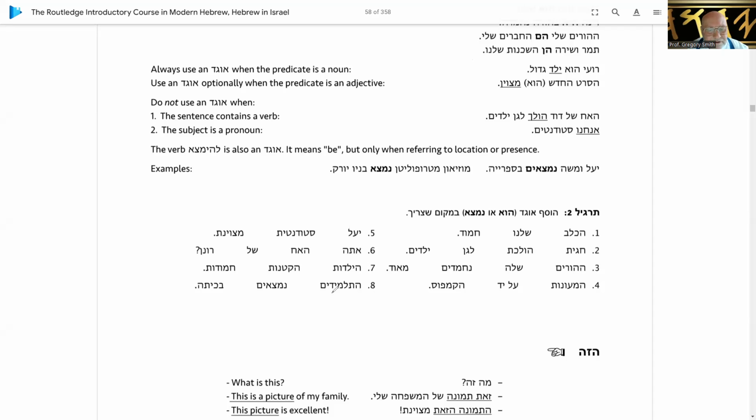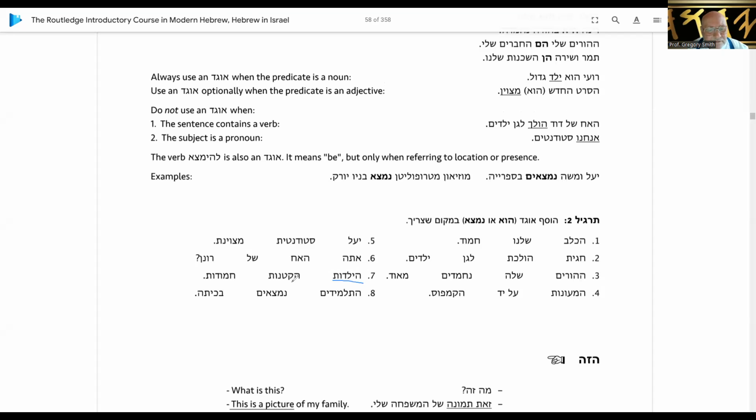Okay, hayeladot. This looks like hayeladot hakatanot, the small children, blank hamudot. Okay, so hayeladot, hakatanot, the small children. Something's going to need to go in there. You're going to say they are cute.